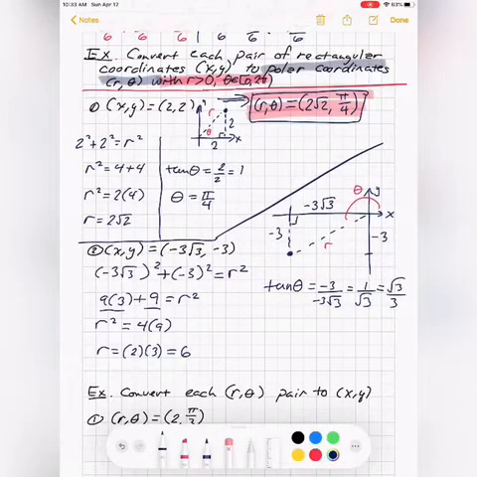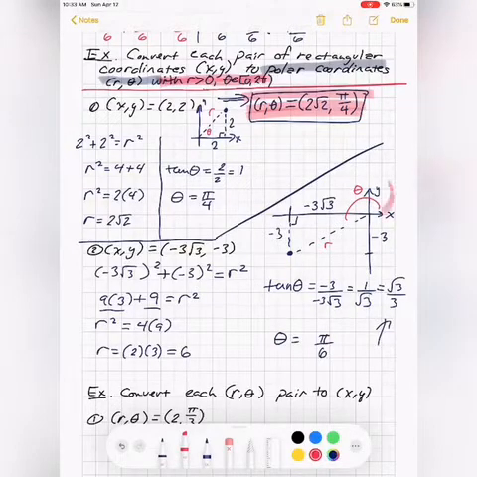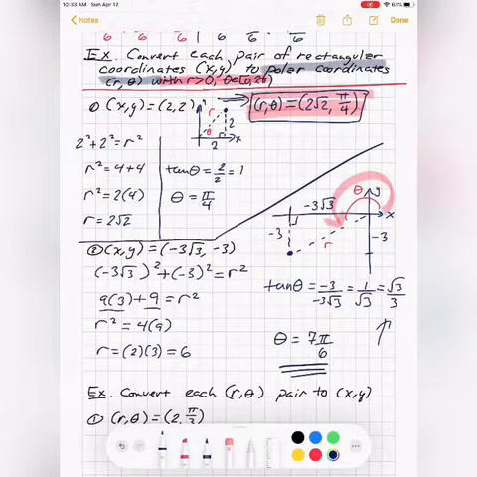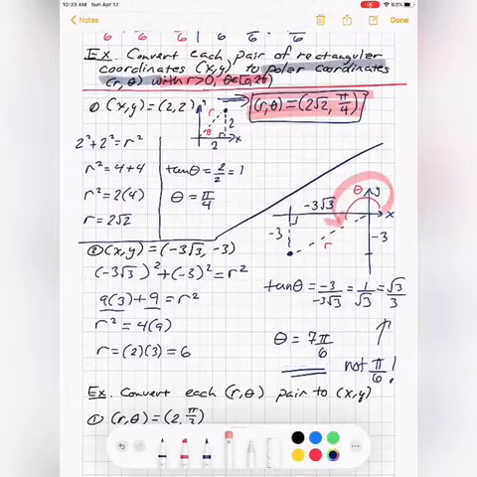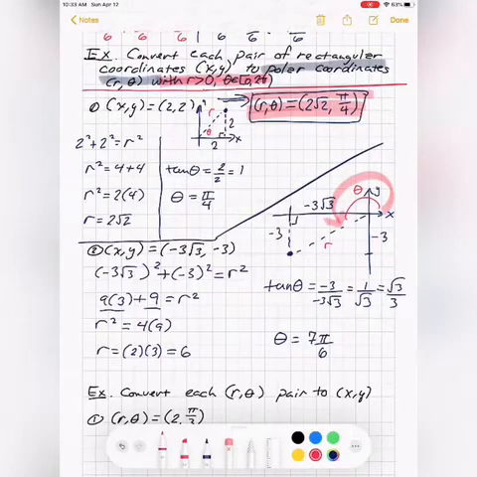Rationalize. Okay, now be careful, because here it looks like theta would be pi over 6, right? But look at the picture. That's why it's important to do a sketch, because I'm actually in quadrant 3, not in quadrant 1. So I know theta is actually 7 pi over 6, not pi over 6, okay? Okay, so then let me write out my pair. So then my r theta pair is 6, 7 pi over 6.